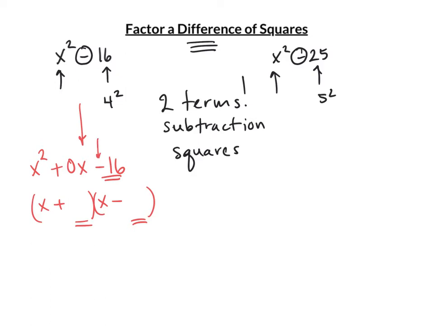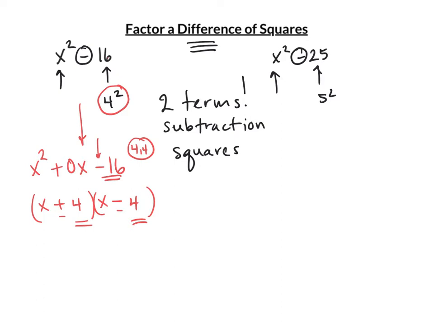Remember that when this sign is minus, your signs are plus and minus. And when you add a positive and a negative number in your head, you can think subtraction. Factors of 16 that subtract to 0 are 4 and 4. Again, it's a difference of squares. Since 16 is 4 squared, it's 4 times 4 makes 16.